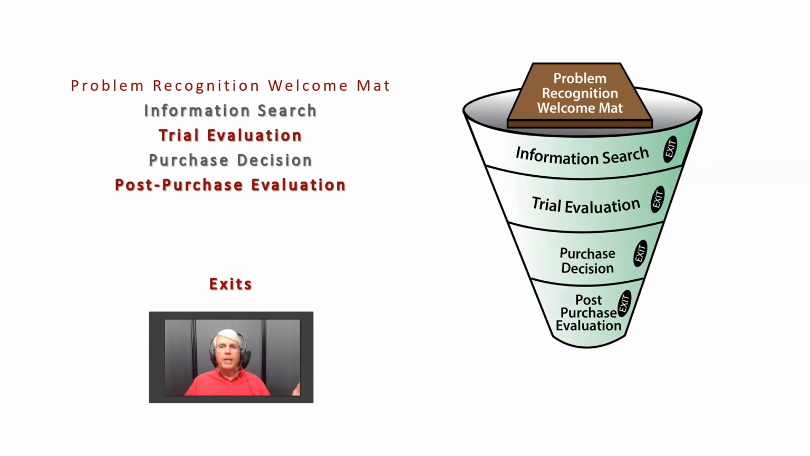Now, how do you get them to the problem recognition welcome mat? You're going to use attractors. And we've talked about attractors before. Attractors could be stories that you've set up. It could be something that you're doing as a good example. It could be a conversation you're in with somebody. It could be getting people around other successful people. All kinds of things.